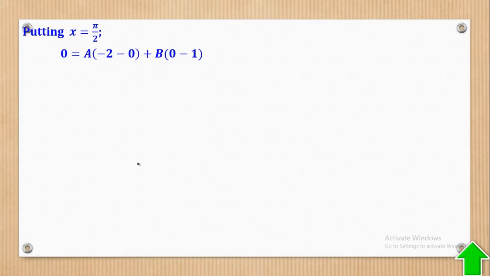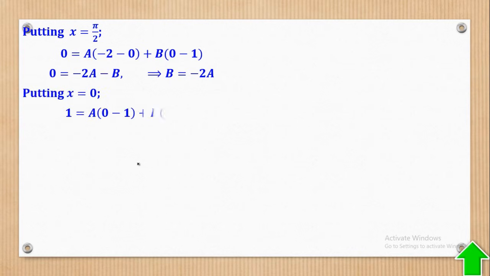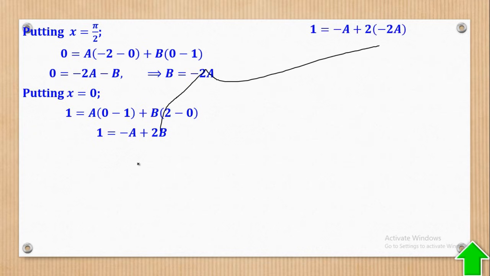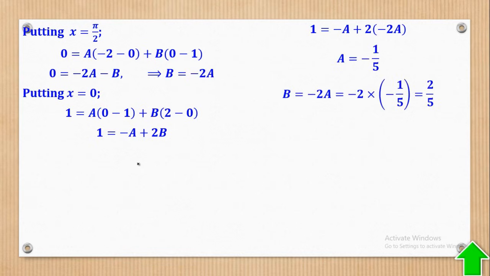So substituting x equal to pi over 2 shall come up with that, implying that b is equal to negative 2a. Then substituting x equal to 0, I'll come up with that, implying that 1 is equal to negative a plus 2b. Therefore, when I substitute, I already know that b is equal to negative 2a. So where there is b, I'll put the negative 2a to give me that. To get only a as the only unknown, therefore a is equal to negative 1 over 5. And b is equal to 2 over 5.